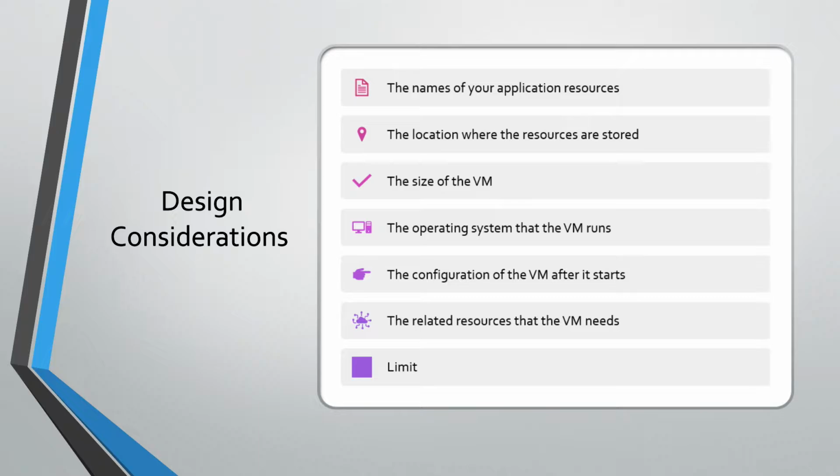Last but not least, the limit. As per Microsoft, the maximum number of VMs that can be created is 20 virtual machines per region and a maximum of 10,000 in a subscription. That's the default limit. As you know, this is a soft limit. This can be increased by submitting a ticket to Microsoft, but that's the default limit.